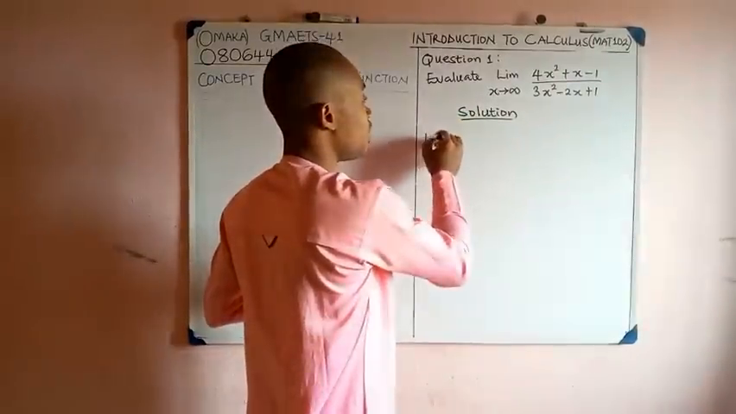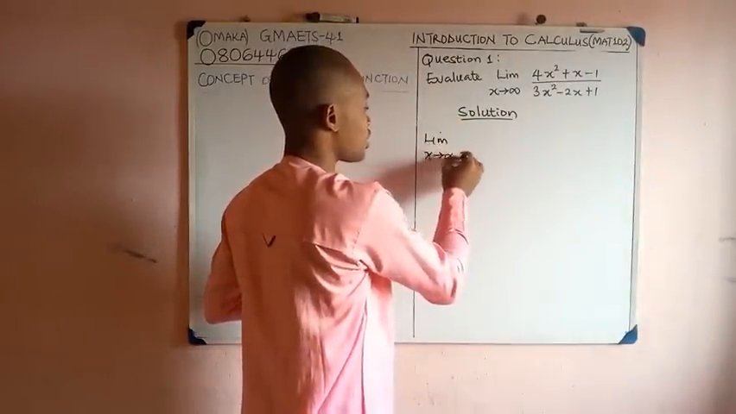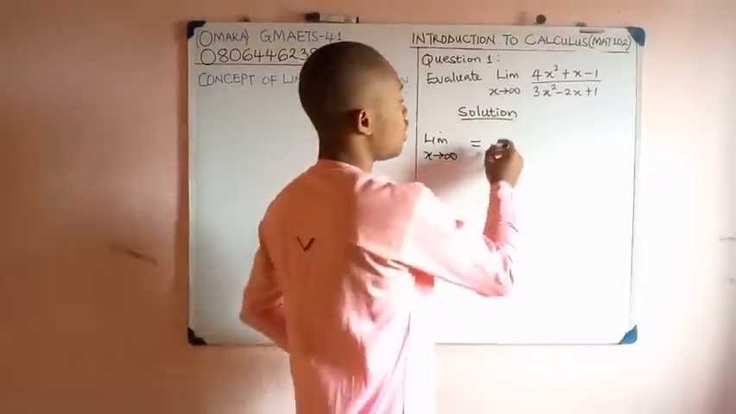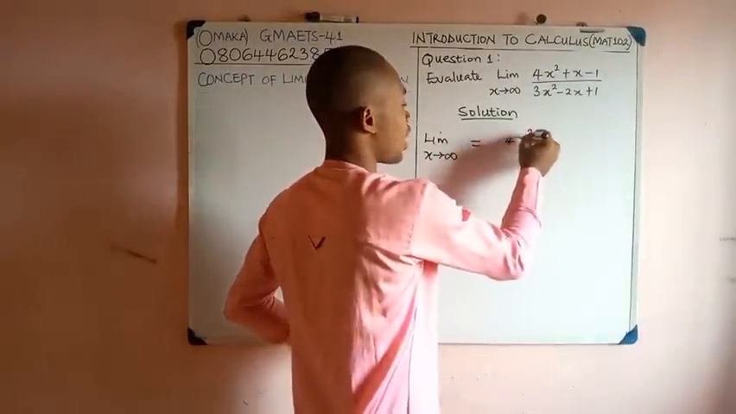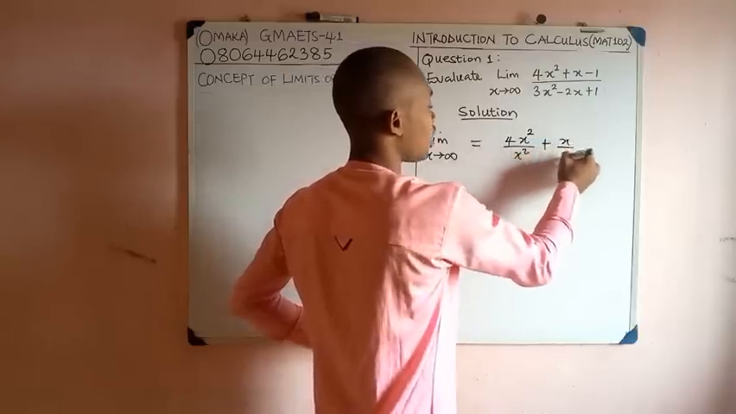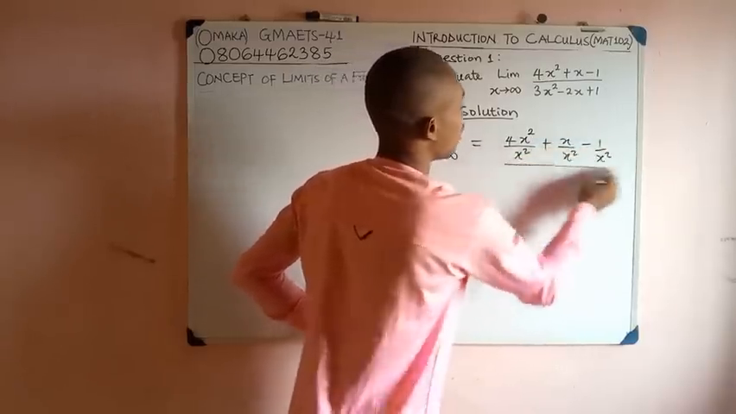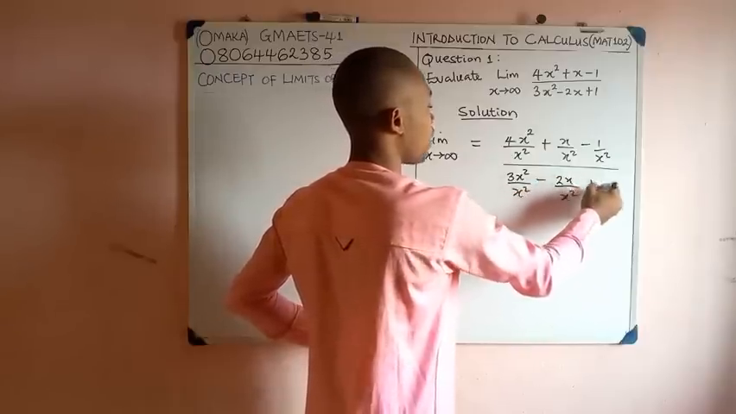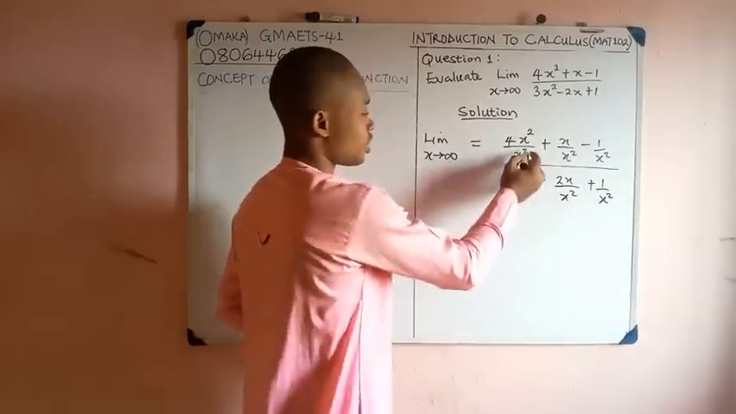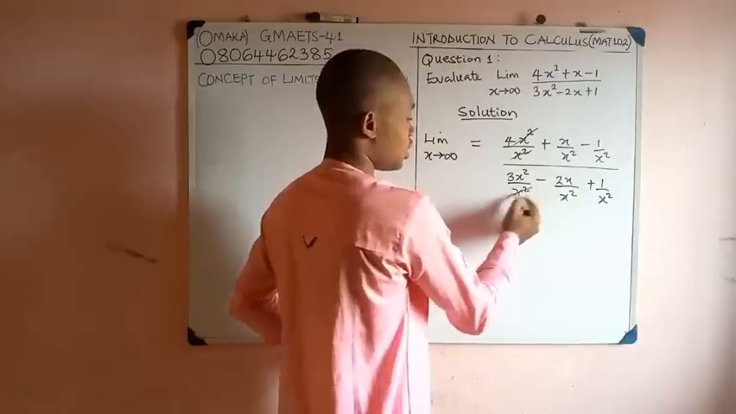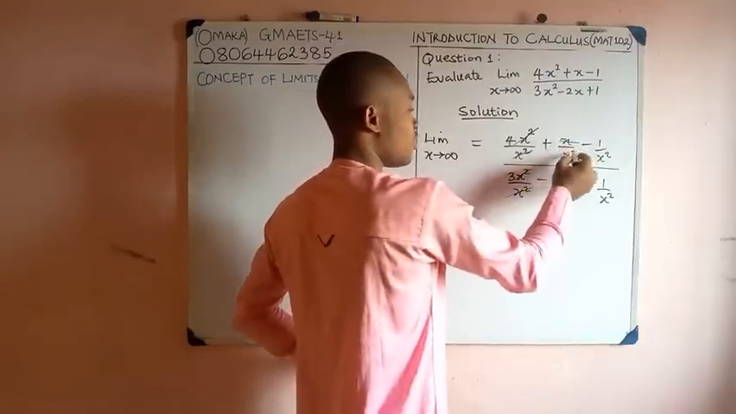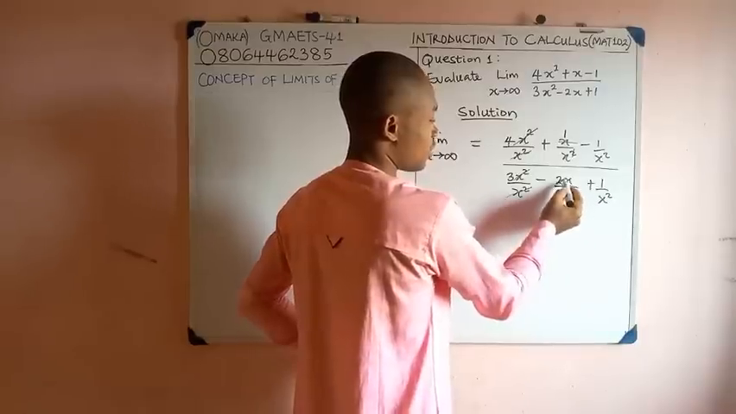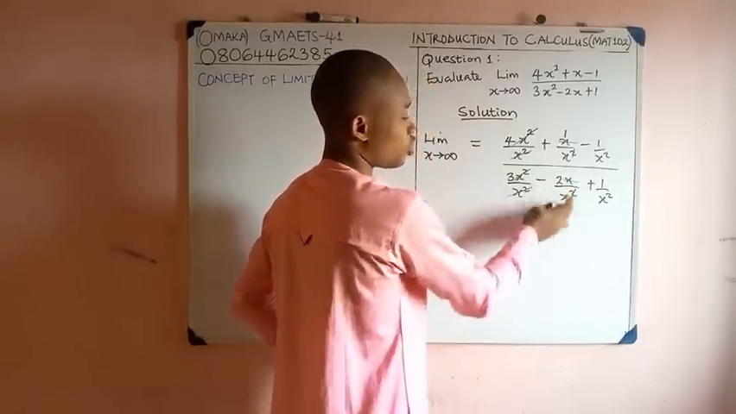So the limit of that function as x tends to infinity will now be equal to, let us now divide each term by x squared, which is the highest variable degree. So we're going to have 4x squared over x squared plus x over x squared minus 1 over x squared, everything all over, in the denominator, 3x squared over x squared minus 2x over x squared plus 1 over x squared. Now you will notice that this x squared and this will cancel, and this one and this x squared will cancel. This x will divide one of the x in the denominator, so one is left in the numerator, and coming here the same thing, this x will cancel 1 from the denominator, you have 2 over x.